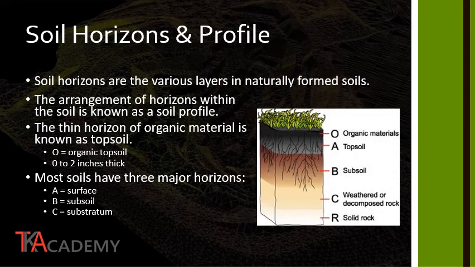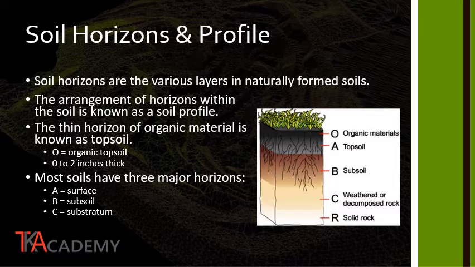But we know that soils are not homogeneous. We learned from a very early age in elementary school that soil has stratification, or layers. These layers are called soil horizons, and they are various in naturally formed soils. Not all soils are the same. They vary greatly depending upon location. So the arrangements of horizons or layers within the soil is known as the soil's profile.